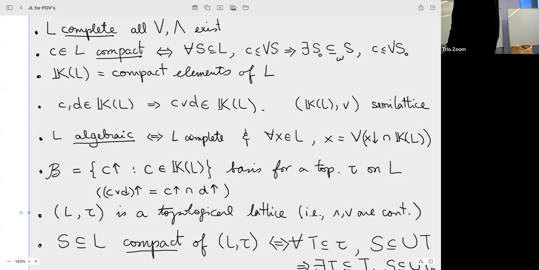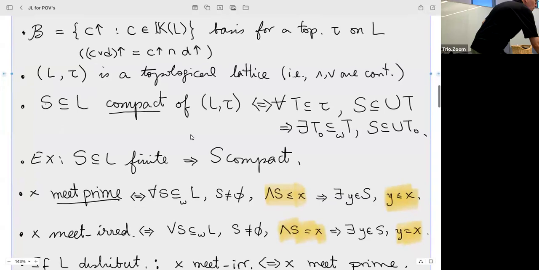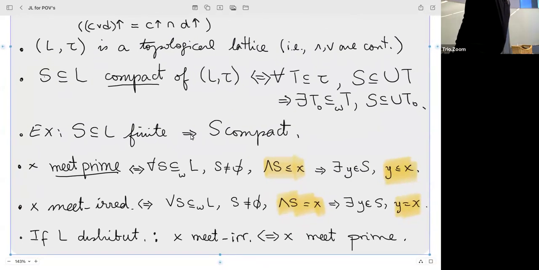So this is a compact lattice, and now he says, okay, a compact set of your lattice, not a compact element but a compact set of that lattice, is going to be a compact set according to that topology. So this is what a compact set of a lattice is: a compact set with respect to the topology. That is, for every set of opens of that topology, if S is covered by those open sets, then there exists a finite subset of those that also covers the set S.